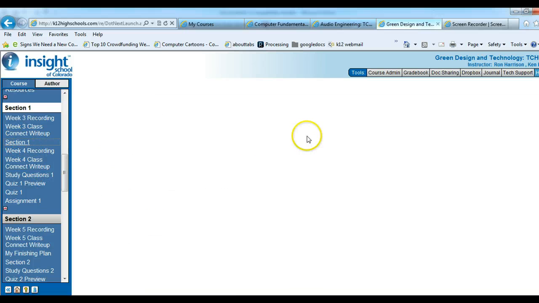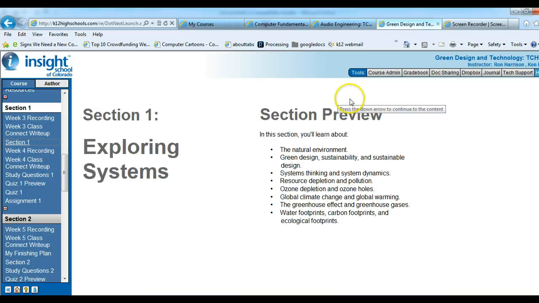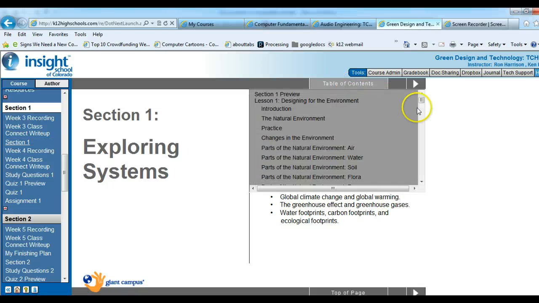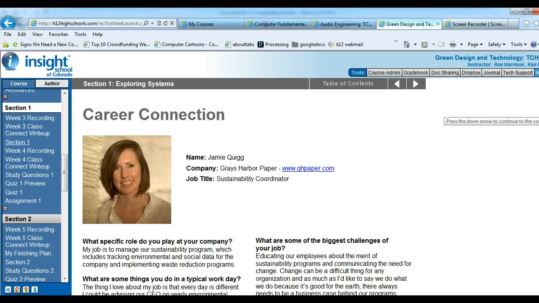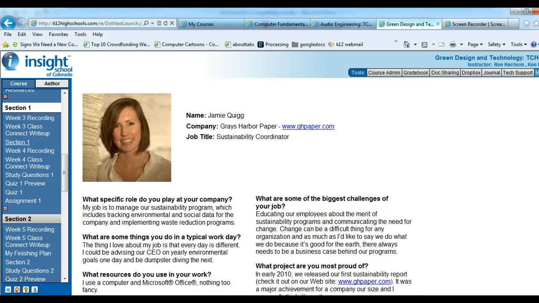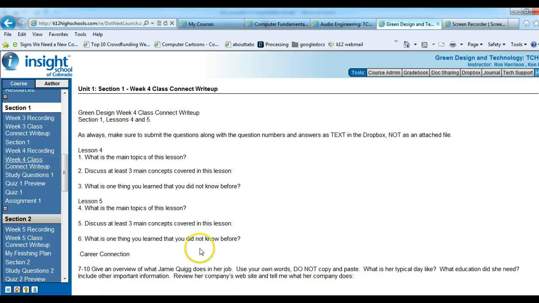If I go back to Section 1, I'm going to go to my table of contents, Career Connection. And now here's the Career Connection. This is Jamie Quigg. She talks about her job, Sustainability Coordinator. If I go back to the Week 4 write-up, you're going to answer these questions about Jamie.